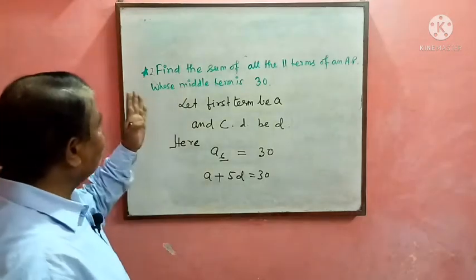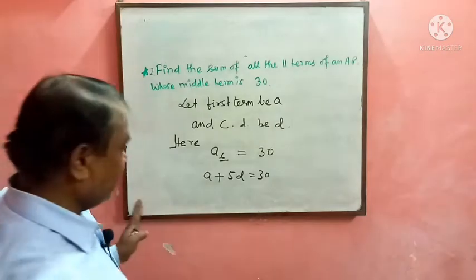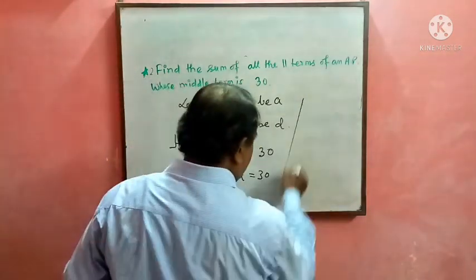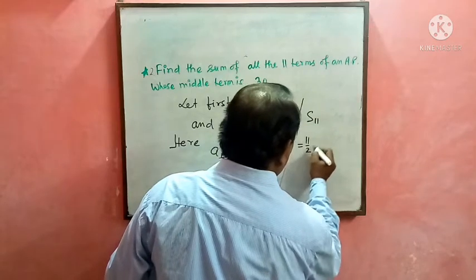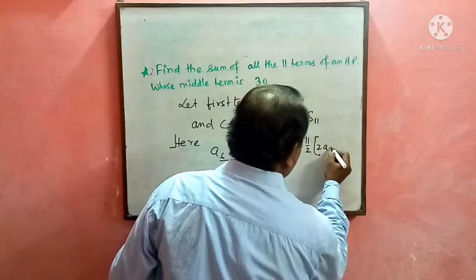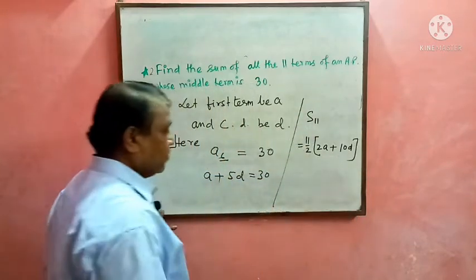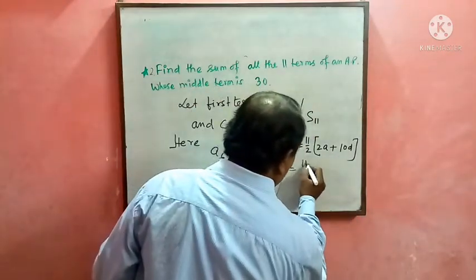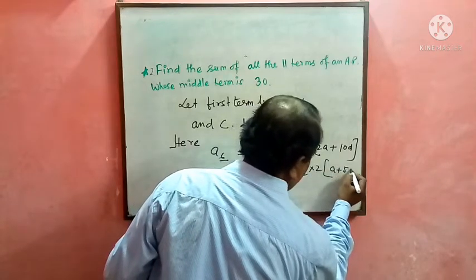Now we are asked to find the sum of all the 11 terms of it. Okay, now here you come S11. We know S11 is 11 upon 2, 2 into first term plus 11 minus 1, 10D. If we take 2 common out, 11 upon 2 into 2, this will be A plus 5D.